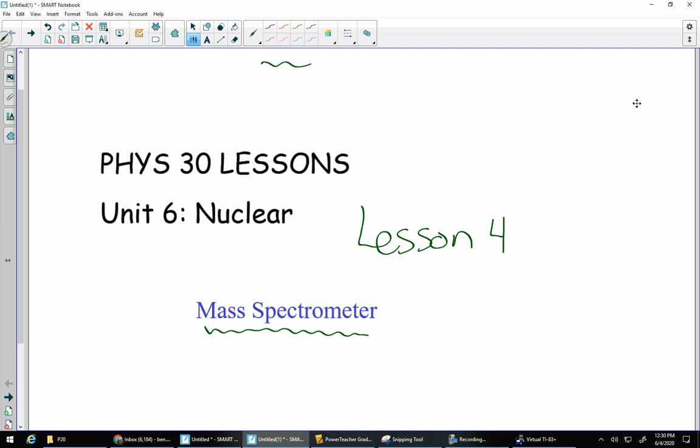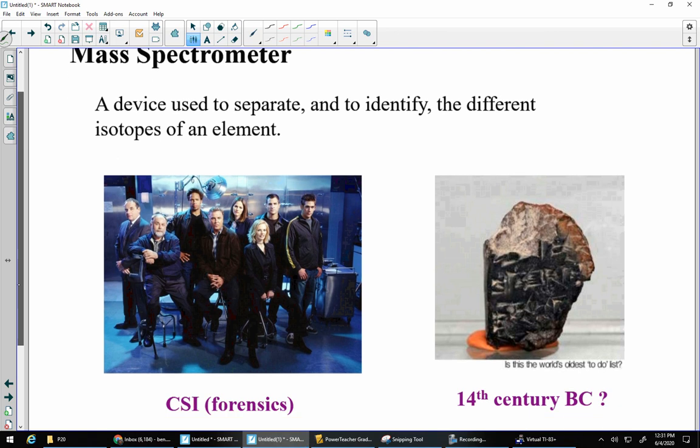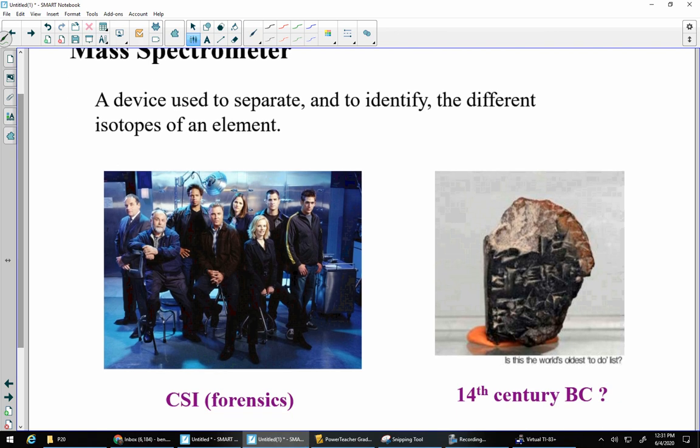The other really nice thing about this lesson is that pretty much all of it is stuff that you've learned before, just looking at it in a new light. So there's no new math, there's no new big ideas, with the exception of this device, the mass spectrometer. So let's just jump right in. The mass spectrometer is a device used to separate and identify the different isotopes of an element.